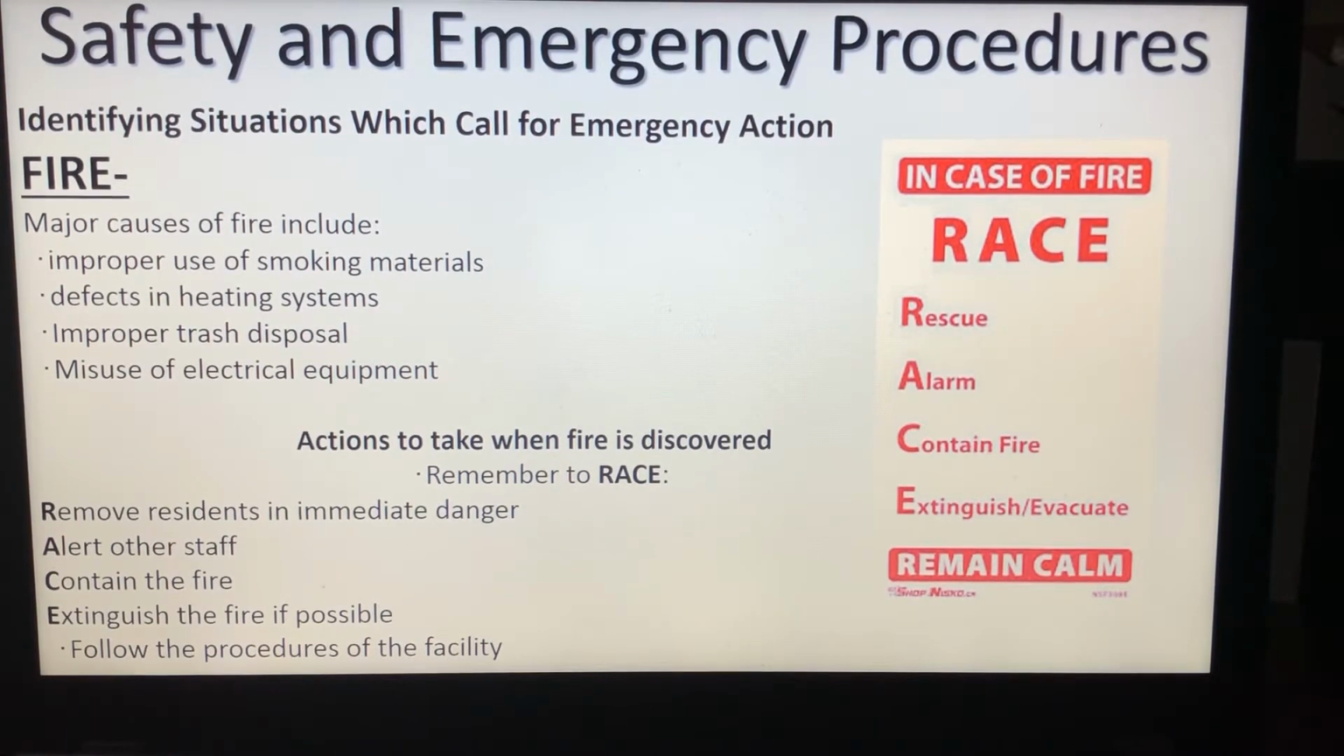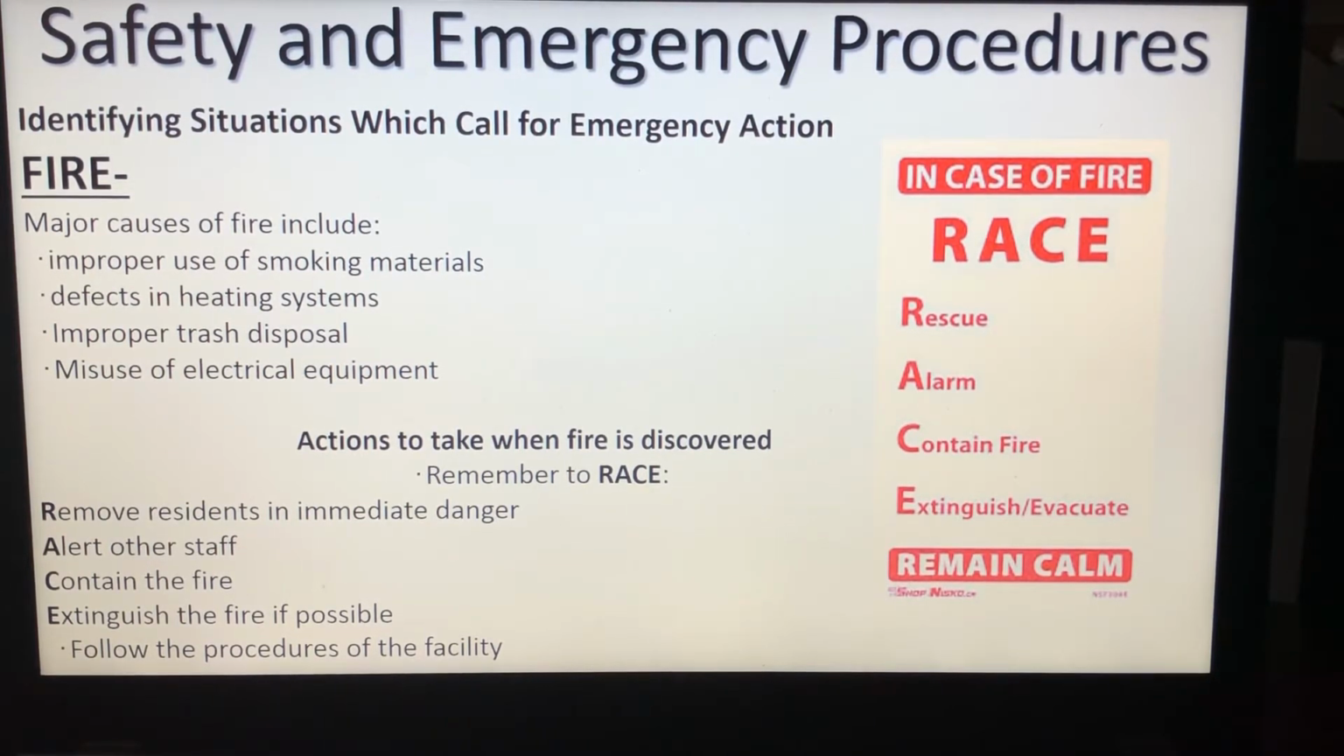So we want to remove the residents that are in immediate danger. Rescue, remove. That's number 1. Anytime there's a fire, the first thing we do is get the resident out of that room. The second thing we want to do is alert other staff. We want to pull the alarm so that we can let everybody know that there is a fire. The third thing we want to do is contain the fire. So we want to close doors, get behind fire-rated doors, and keep it contained so that it's not going to grow and get bigger, and then extinguish the fire if possible.